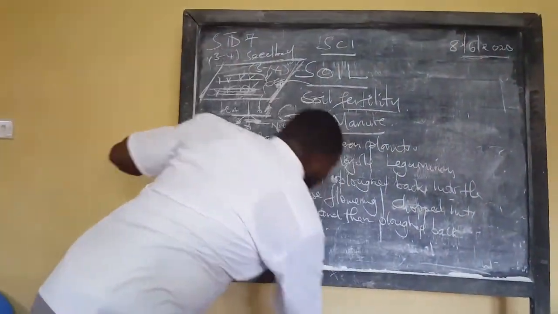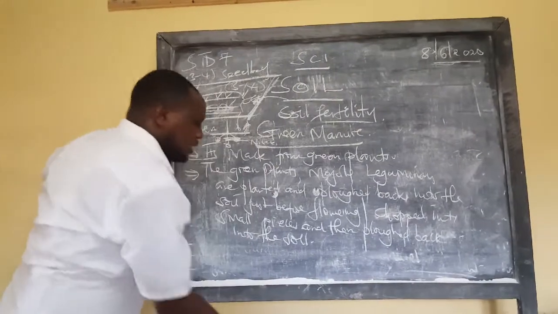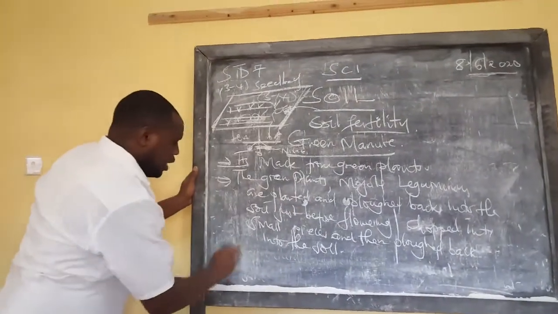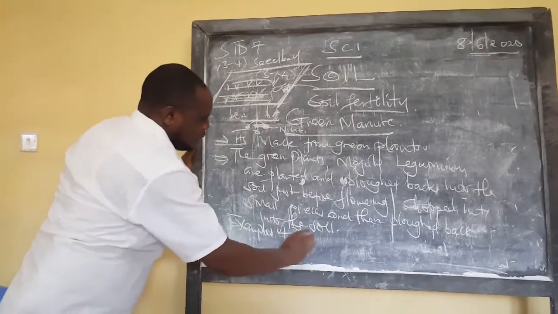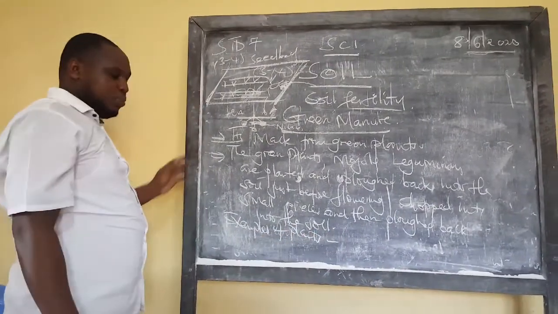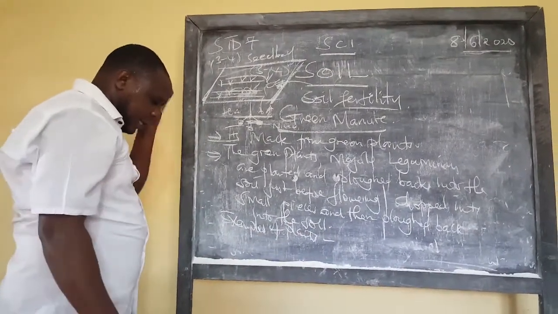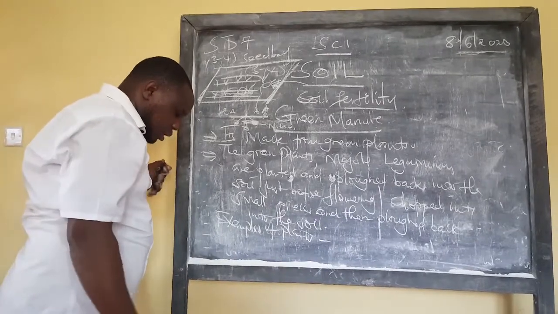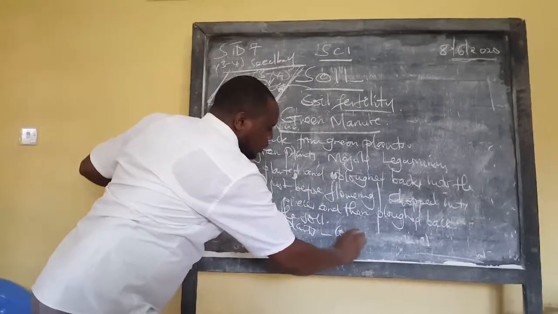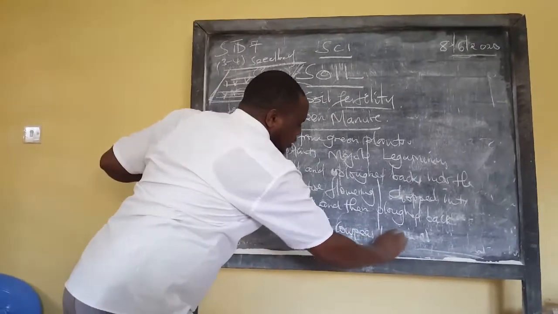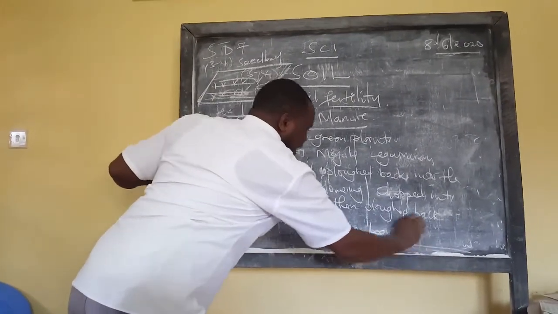Some examples of plants that can be used to make green manure include leguminous plants. I've talked about cowpeas, beans, napier grass.